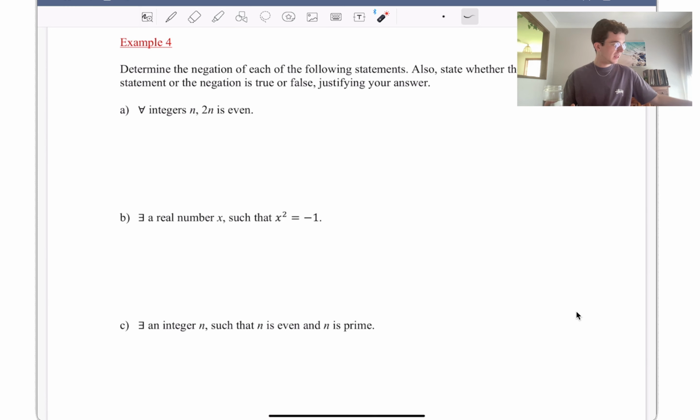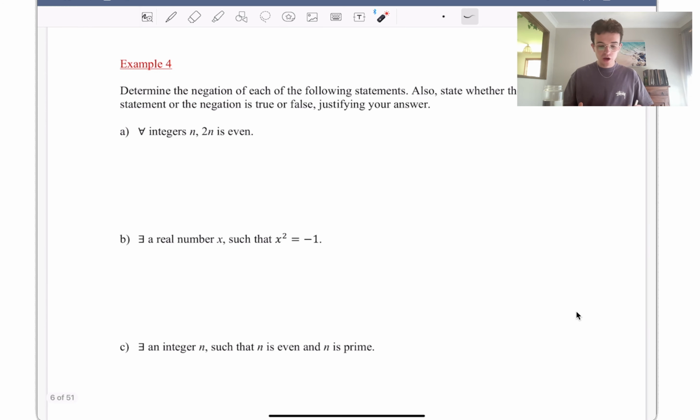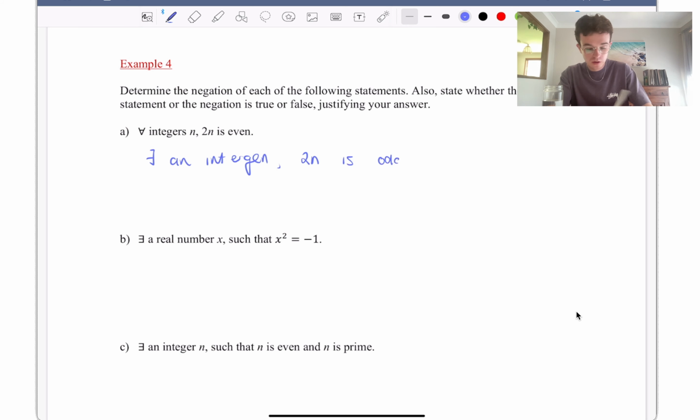Right, so we're going to determine the negation of each of these statements involving quantifiers. So, for all integers n, 2n is even. We're going to say the negation is there exists an integer n such that 2n is odd or not even. So the opposite of even is odd. So there exists an integer n such that 2n is odd.